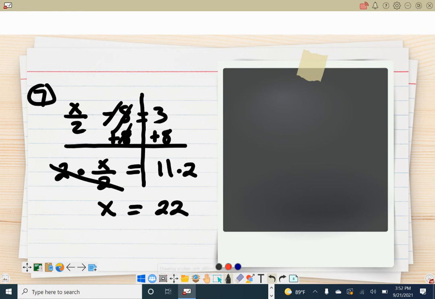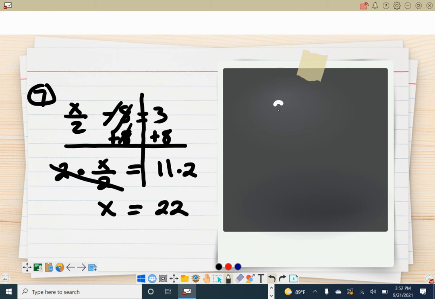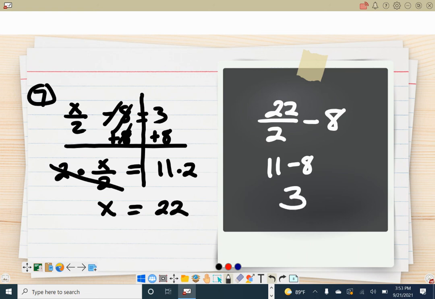All right, let's check out the work on here. I have 22 divided by 2 minus 8. 22 divided by 2 is 11. Minus 8 is a 3. So that checks.